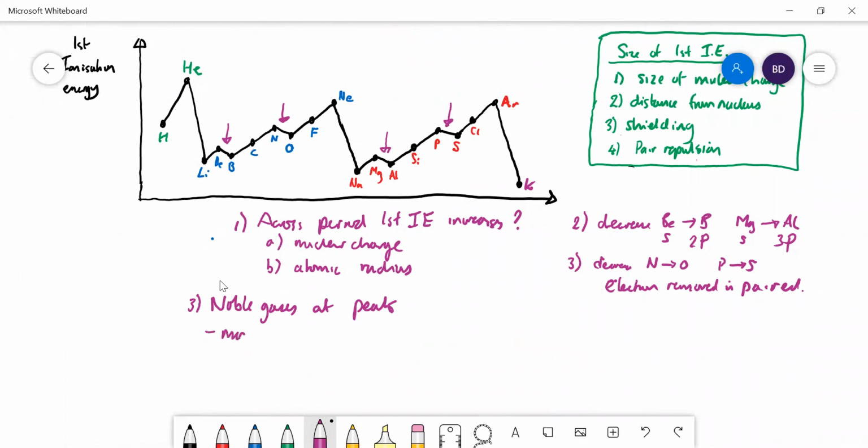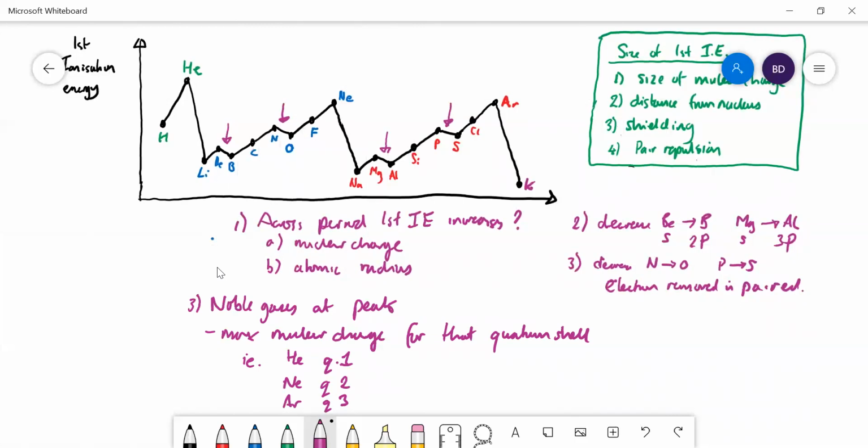Because you've got maximum nuclear charge for that quantum shell. For helium, it's got the maximum nuclear charge for quantum shell 1. For neon, it's the maximum nuclear charge you can have and still be in quantum shell 2. And for argon, it's the maximum nuclear charge for quantum shell 3. When you increase the nuclear charge any more than that, you immediately move from quantum shell 3 to quantum shell 4, so it's a lot further from the nucleus, so you get a drop.